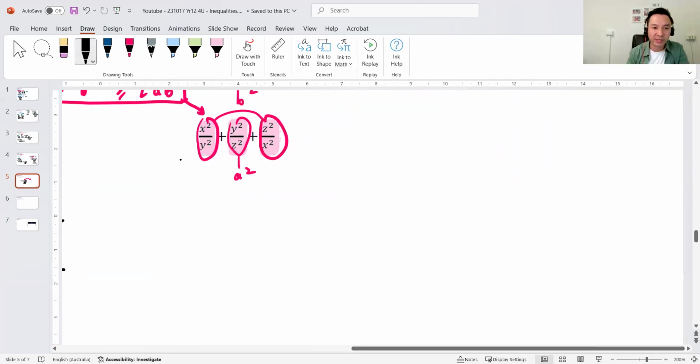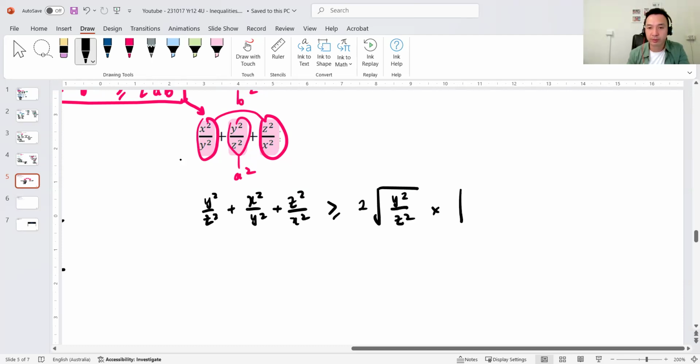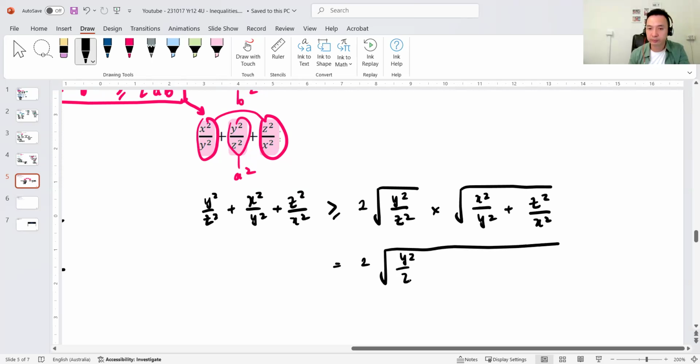So a squared plus b squared is greater than or equal to 2 times root a, so root a squared, which is a, times b. When I cross multiply, I'll get the expression, right? So if I put them both under the square root, I'll get x4 plus y squared z squared.